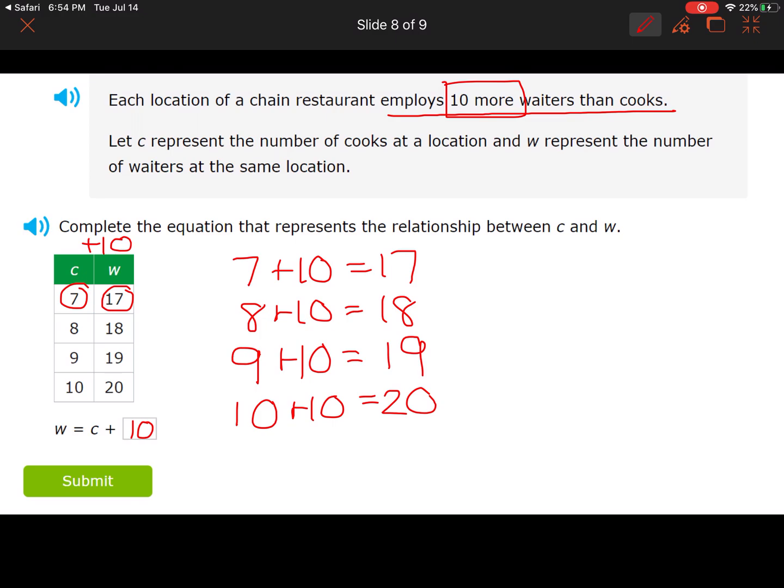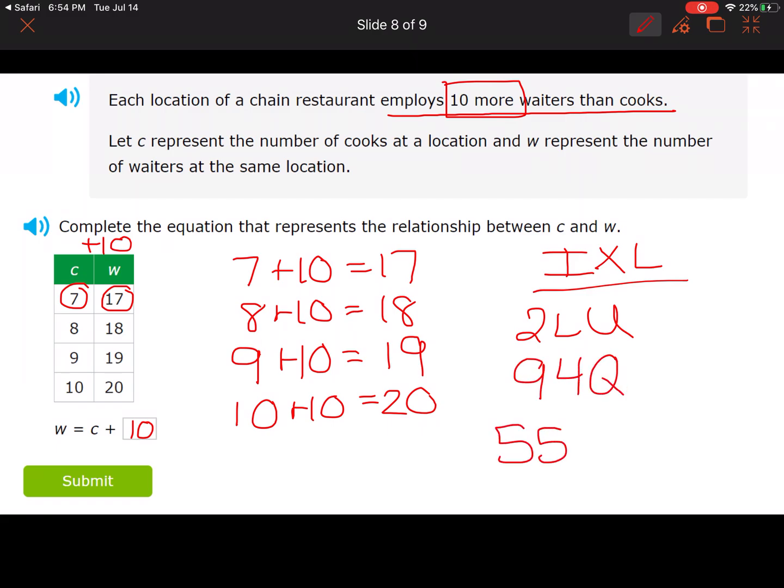Okay? So your job for today in terms of IXL is to go in, you're going to do these 2 strands. So again, 2LU, and then the next one is 94Q, and you only need to get a 55 SMART score for each of them.